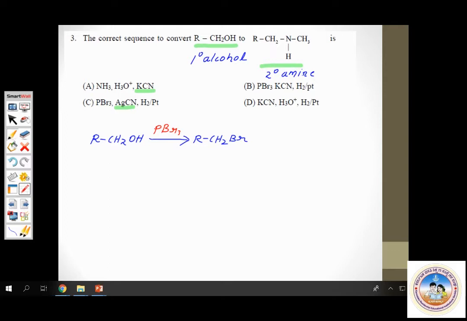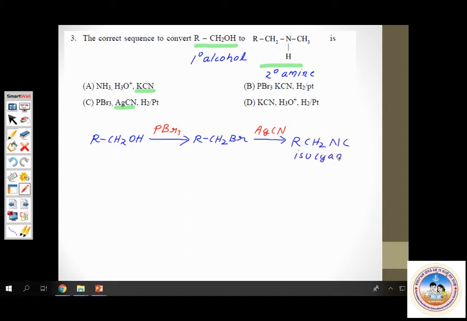Yes, we got it. Now we have to decide whether we should use KCN or AgCN, because both KCN and AgCN will introduce nitrogen into the compound. But remember, in the synopsis I discussed, if you use KCN, you will get a primary amine. But if you use AgCN, you will get a secondary amine. Therefore, we have to use alcoholic AgCN. If you use AgCN, you will end up getting RCH2NC. This is isocyanide.